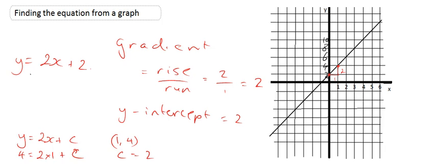Now sometimes you're going to want to leave your gradient as a fraction because it's going up by an odd amount, and it doesn't cancel down easily to a whole number. That's fine. Sometimes you're going to want to leave your y-intercept as a decimal or a fraction. That also is fine. Okay, but if you're getting decimal or fraction y-intercepts, make sure you go back and double check that you haven't made a mistake, because generally they're going to be whole numbers.